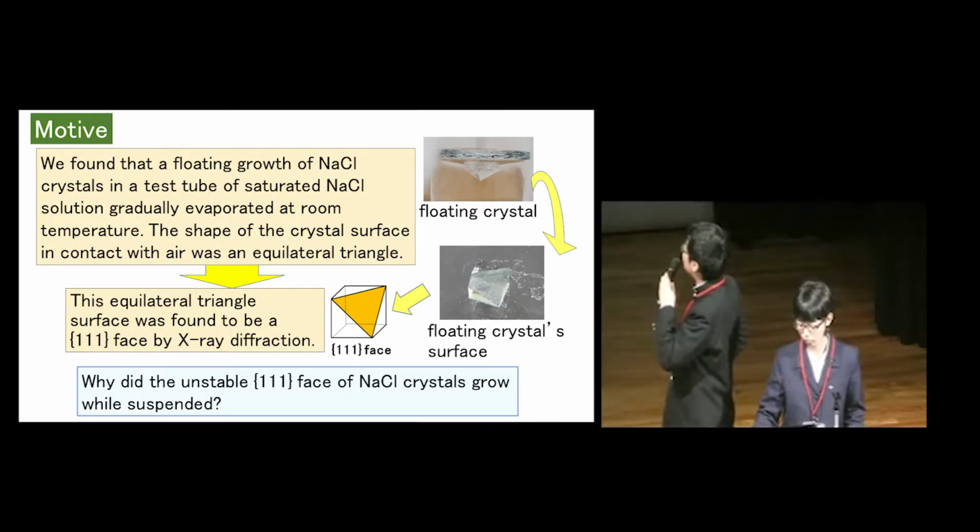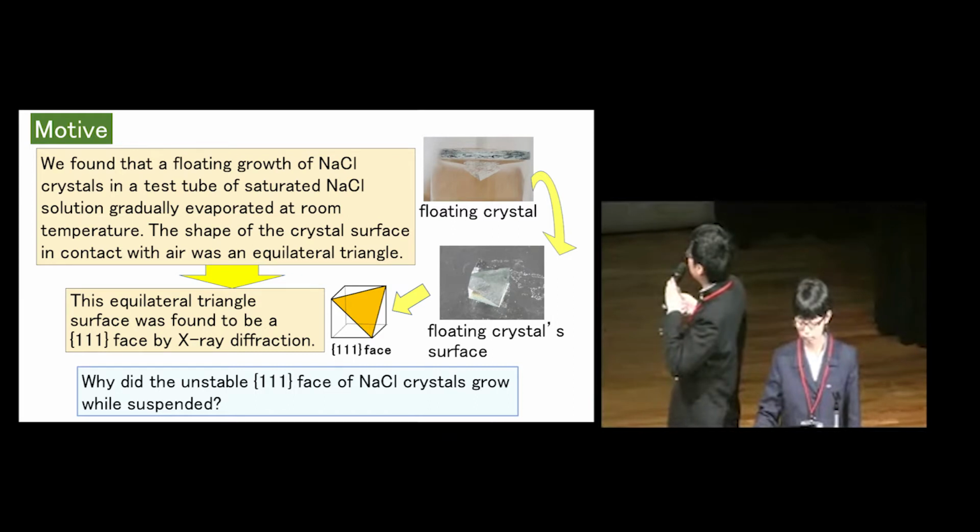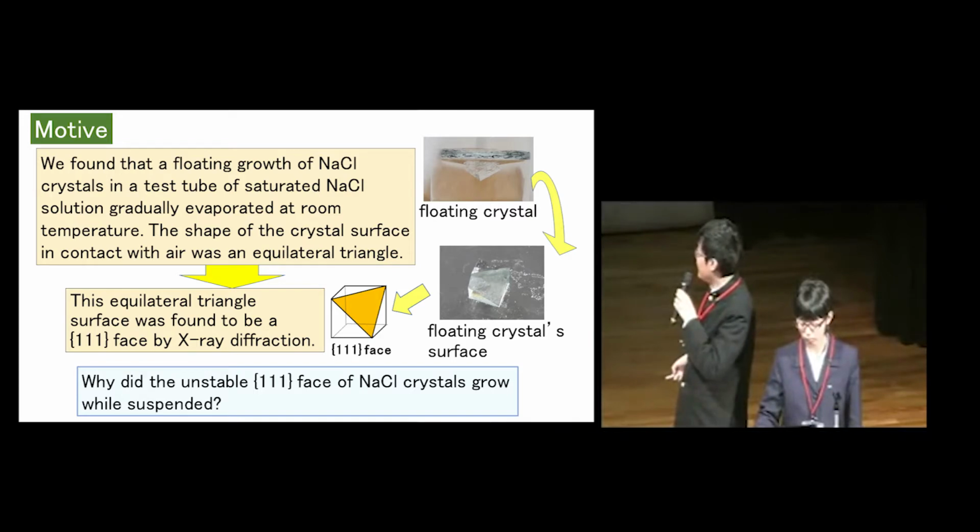One day, we found that floating ghosts of NaCl crystals gradually developed, and the shape of the crystal surface in contact with air was an equilateral triangle. By X-ray diffraction, this surface was found to be a 111 phase. But why does the unstable 111 phase of NaCl crystal grow while suspended?